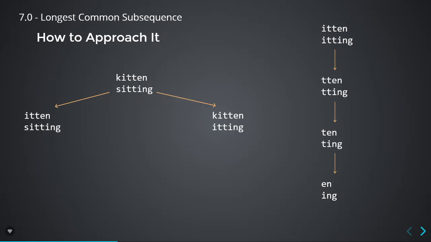So here, kitten and sitting, I know K and S, they don't match. So I get rid of K in one by going to the left here, and I get rid of S by going to the right. So eventually, I'll still try every single combination. Of course, you have the second case here when they actually do match, and in that case, I'll just match them up.